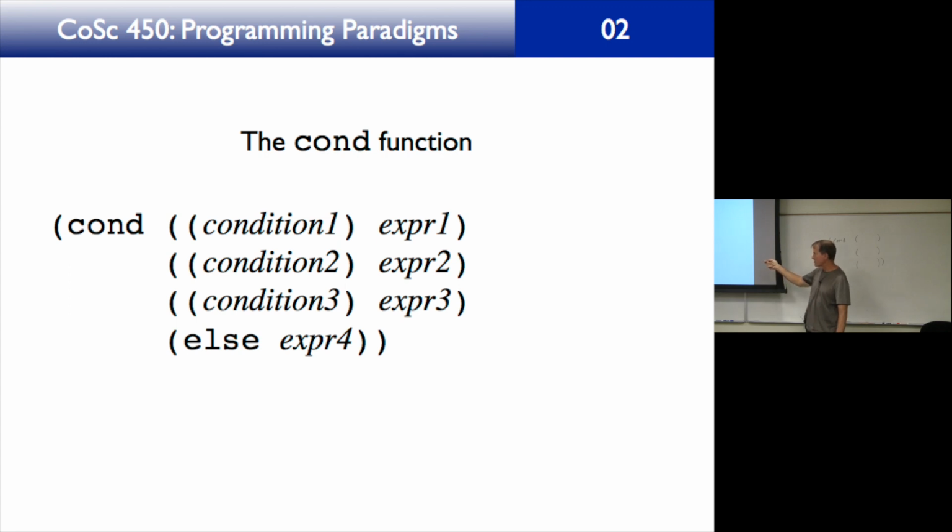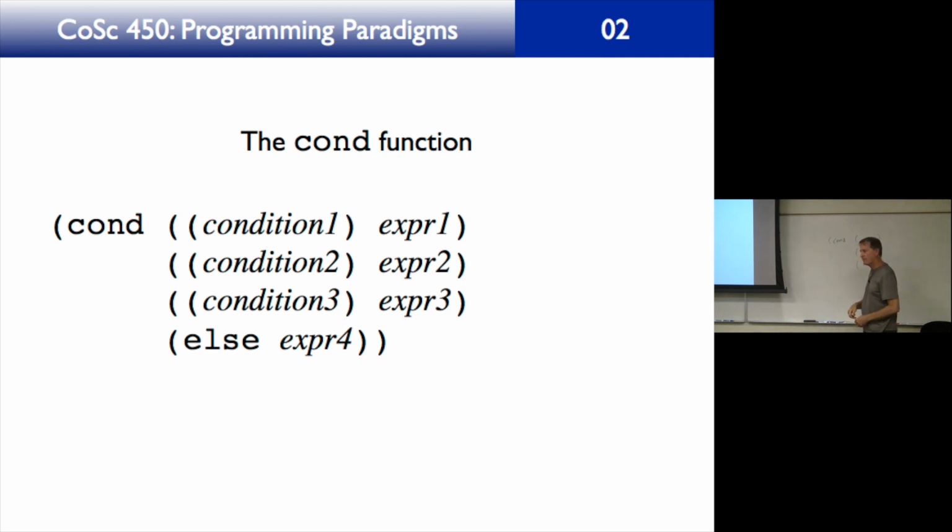First it tests condition 1. If that's true, it returns expression 1. And then if it's not true, it tests condition 2. And if condition 2 is true, it returns expression 2. And then it tests condition 3. And if that's true, it returns expression 3. And if all of these tests are false, it returns the else part. And you can have as many of these as you want.